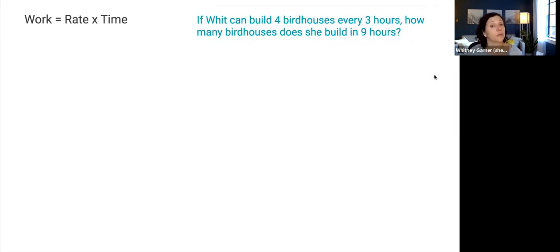So there are a lot of ways that we can look at this relationship. 4 birdhouses every 3 hours, we could automatically see that as a rate: birdhouses per hour. Rates are always some unit of work divided by time, right? In fact, if we were to rearrange this relationship, divide both sides by time, rate is itself a unit of work divided by a unit of time. Now that said, if I've been given a problem like if Whitney can build 4 birdhouses every 3 hours, how many birdhouses does she build in 9 hours? You probably just use logic here. Every 3 hours, she's building 4 birdhouses. So 6 hours, she'd have built 8 birdhouses. 9 hours, she'd have built 12 birdhouses.